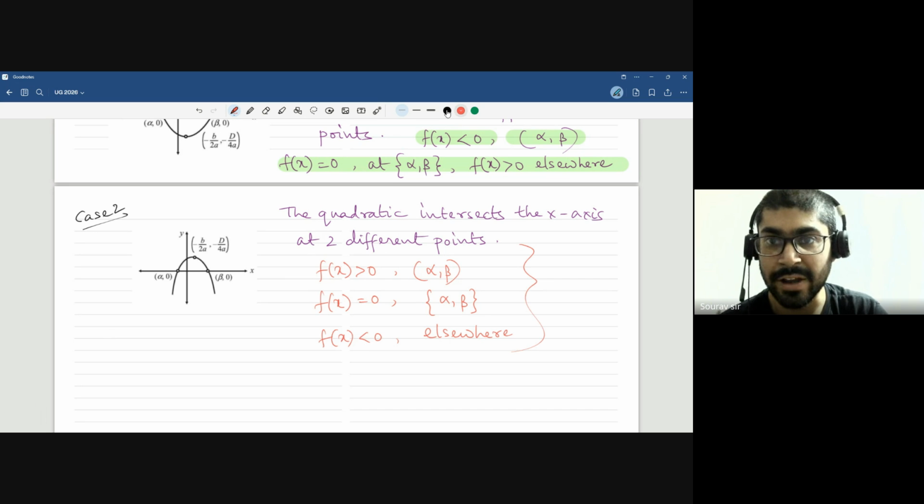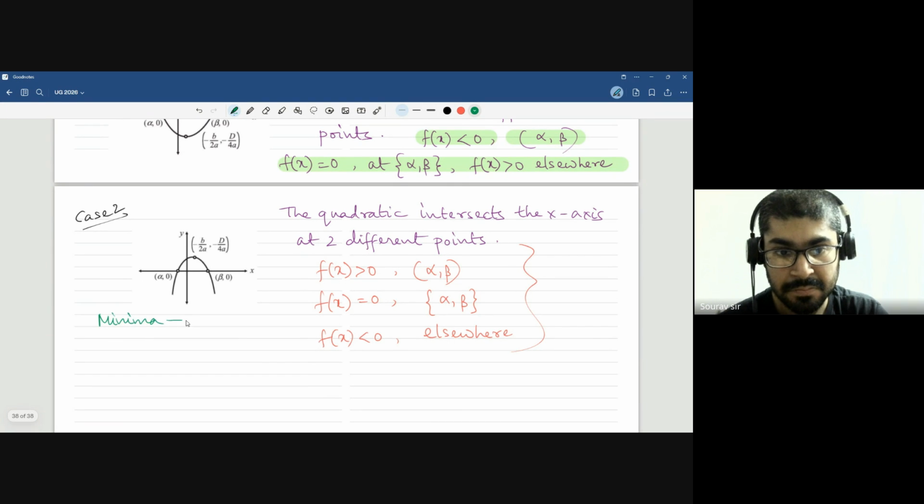Okay. So again, what will be the minima of this graph? What will be the maxima of this graph?